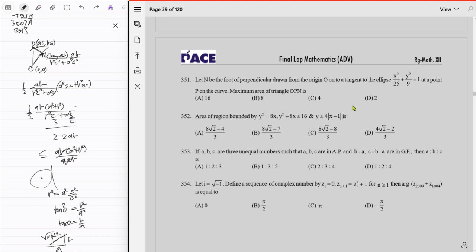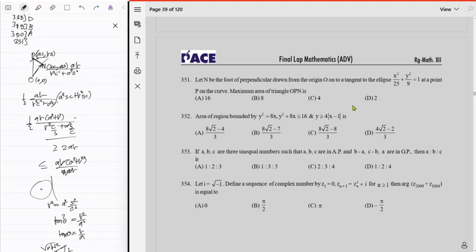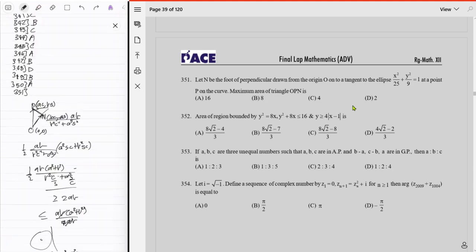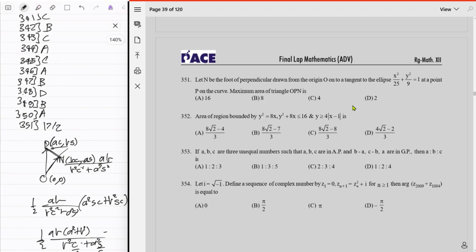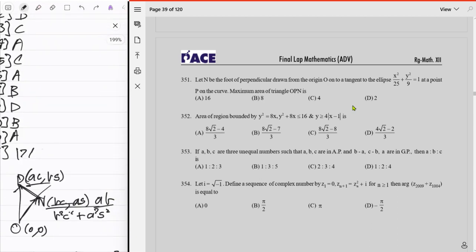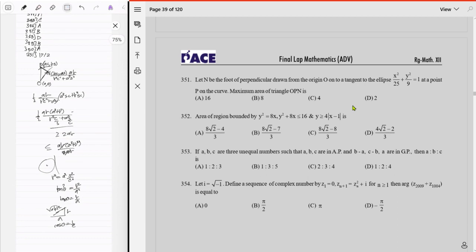It's just 14 upon 2. Sorry, नहीं. 34 था ना, 17 upon 2. Answer is 17 upon 2, not what they are telling us. Okay, 351 done. Let's go to 352 or something.